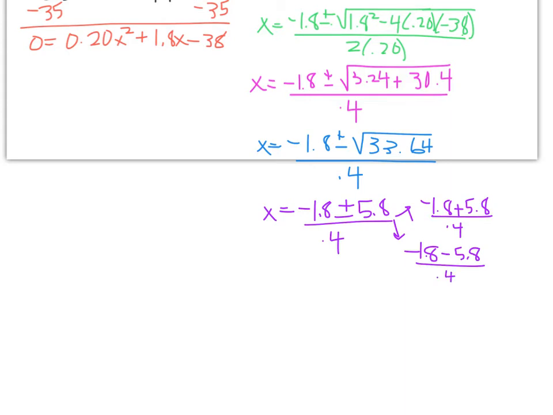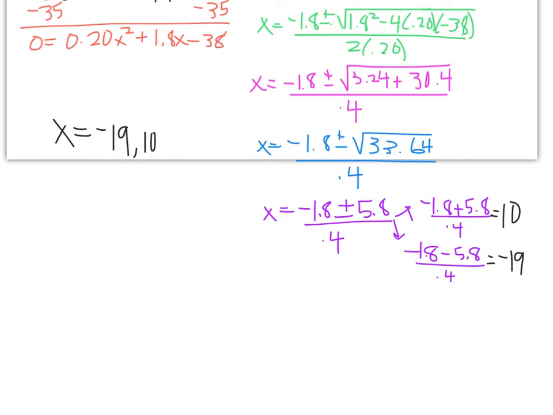So let me calculate that. Negative 1.8 plus 5.8 divided by 0.4 is 10. And negative 1.8 minus 5.8 divided by 0.4 is negative 19. So my possible values of x are negative 19 and 10.